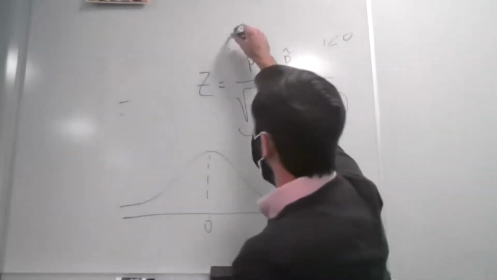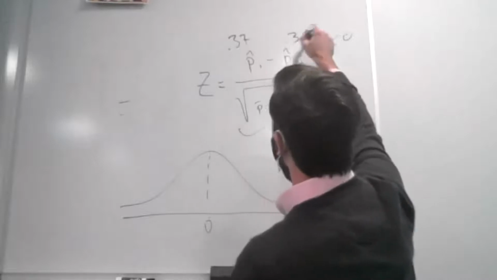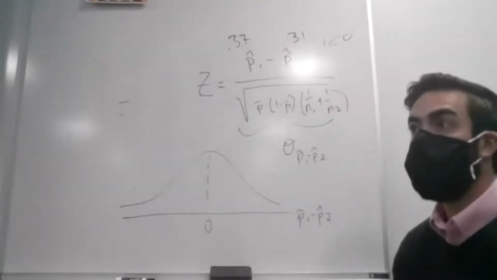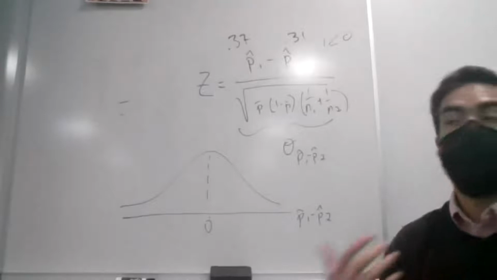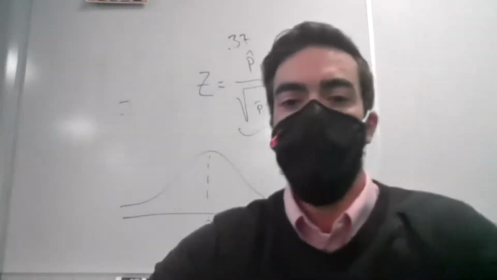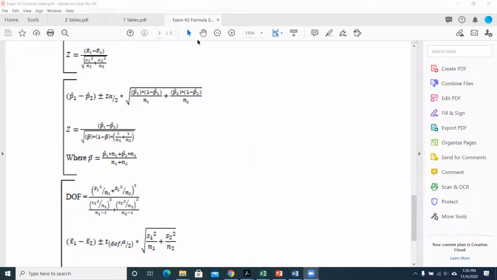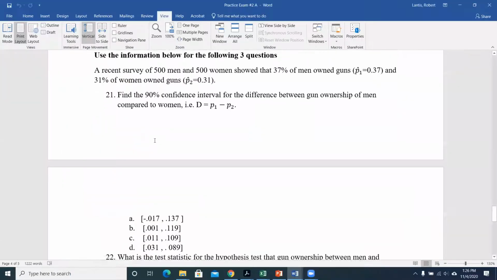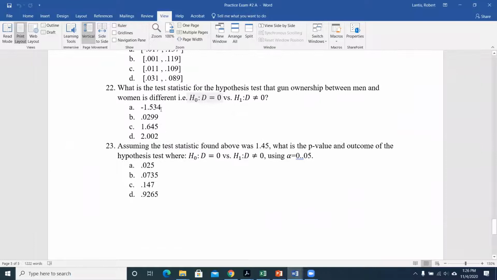So here, if I plug in 0.37 and 0.31, my difference is 0.06. So I know my test statistic has to be positive. So right away, if I look at these possible answers, I should be ruling out A, right? Now I could probably rule out B as well because it just seems like a really low test statistic.